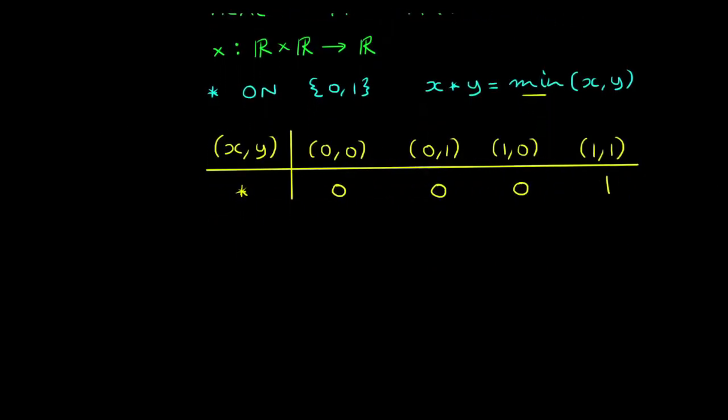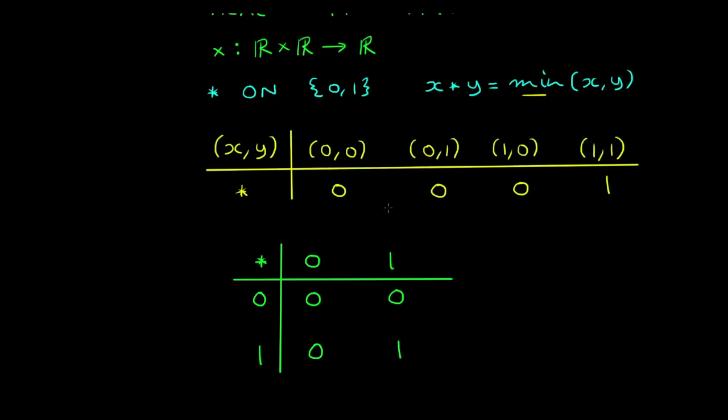And we can also represent this using a binary operation table. So we have our binary operation and our values from our set. So the minimum of 0 and 0 is 0, and so on. The minimum of 0 and 1 is 0, and the minimum of 1 and 1 is 1. And you may interpret this as the AND operation on two binary numbers.